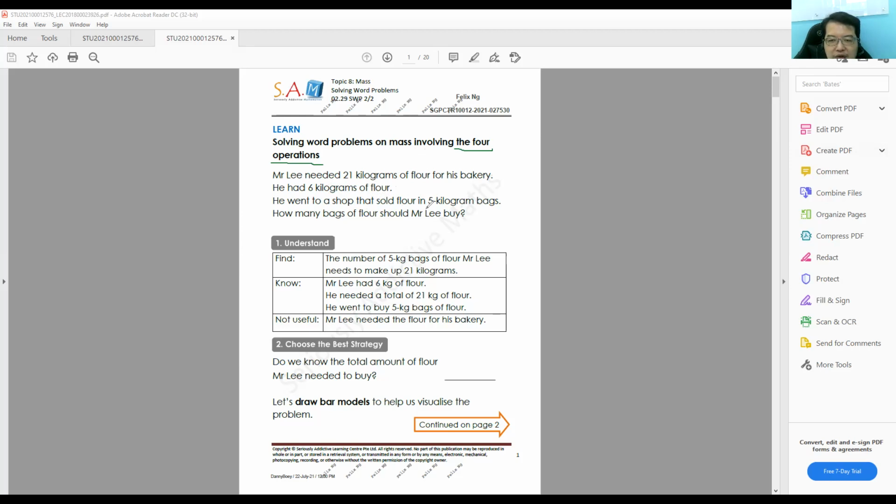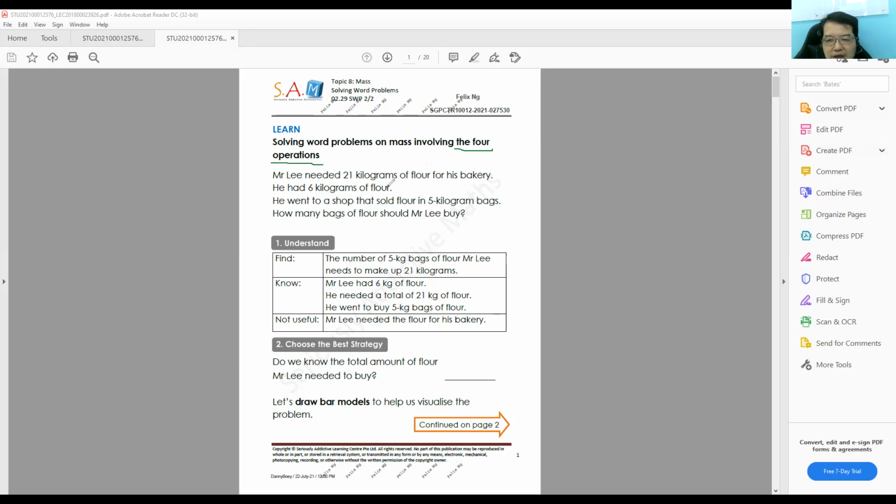How many bags of flour should Mr. Lee buy? So we have to do things step by step. Now, if you look at this, Mr. Lee needed 21 kilograms of flour for his bakery. He had 6 kilograms of flour, right?